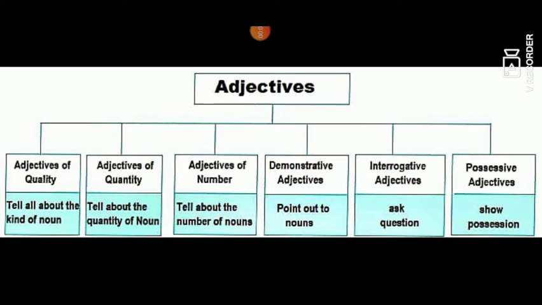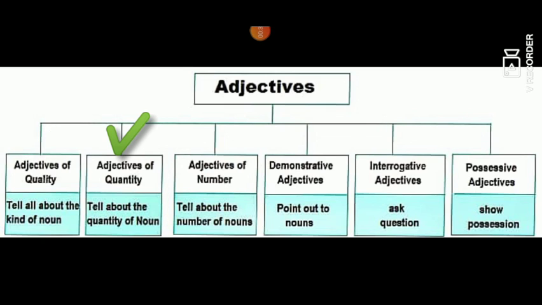Shall we do a small recap of what we have learned today? We have learned what adjectives are. Adjectives are describing words which describe the noun. We have learnt 4 types of adjectives: adjectives of quality, adjectives of quantity, demonstrative adjectives, and possessive adjectives. What are adjectives of quality? They tell us about the quality of a person or a noun.